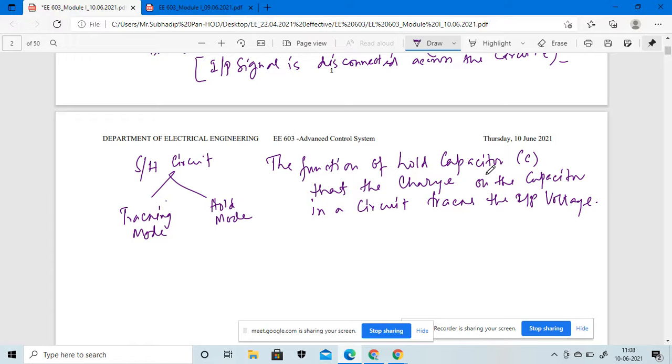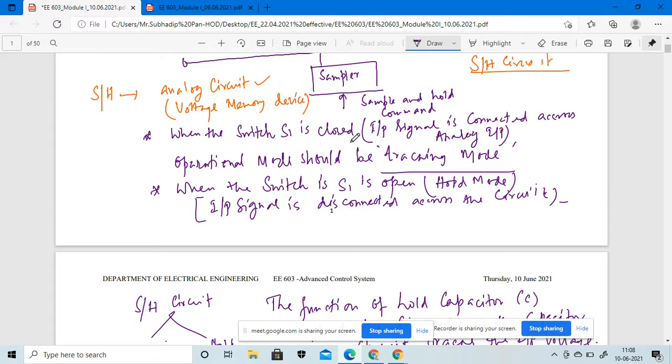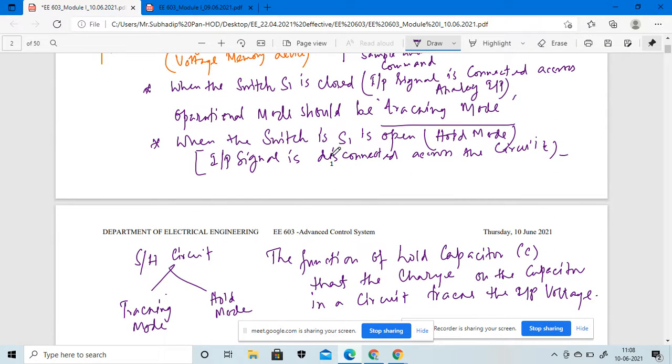Whenever this operation is taken into consideration, the switch is closed, that means the input channel is connected with the switch. This operation will not be done when the switch is open, that means when the input signal is disconnected from the circuit. So for that case, when the input channel is disconnected, what will be the function of this particular capacitor? Can anyone tell?